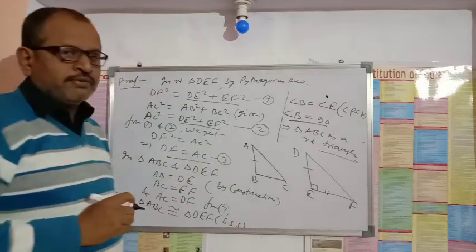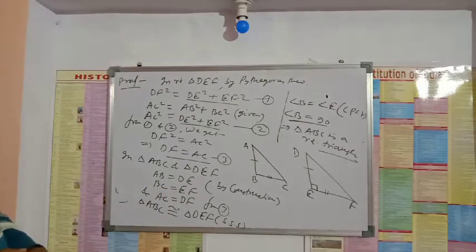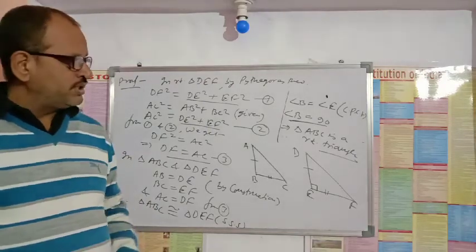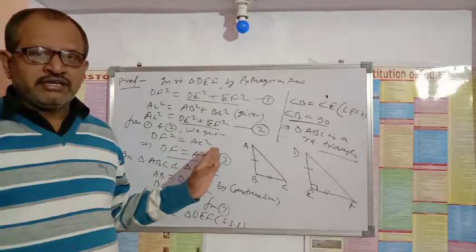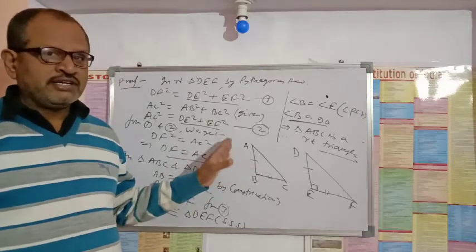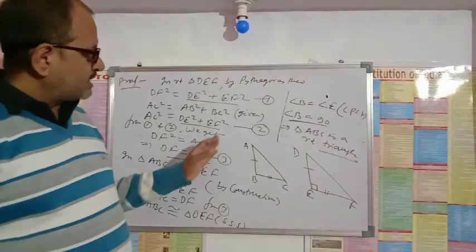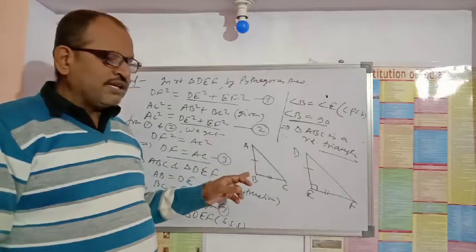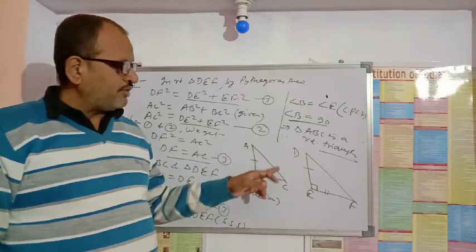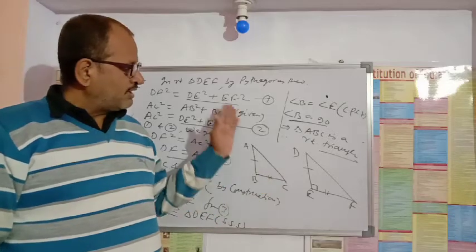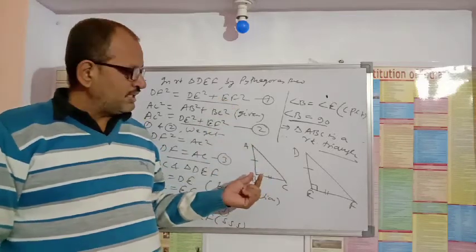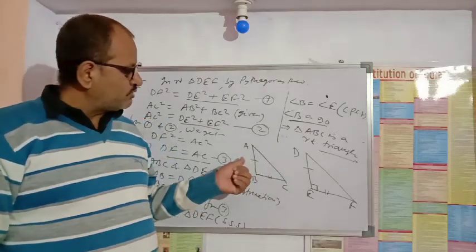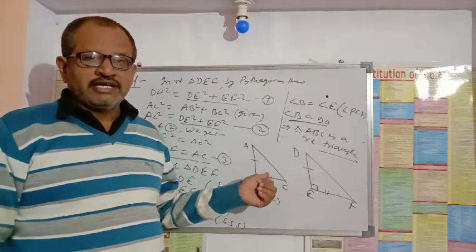So this is the converse of Pythagoras theorem. So both the theorems we have proved here. Pythagoras theorem is used if two sides in a right angle triangle are given, to find the third side. But converse of Pythagoras theorem is used to check whether a given triangle is a right angle triangle or not. If all the three sides are given, then by converse of Pythagoras theorem we can check it. If the longest side square is equal to the sum of the squares of the other two sides, then it will be a right angle triangle, otherwise not.